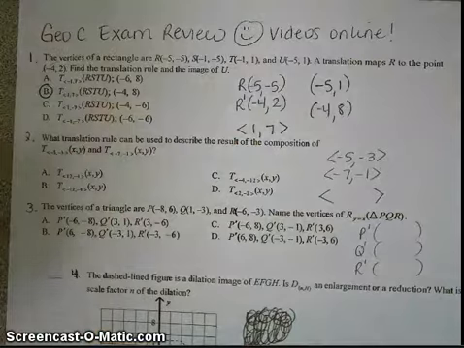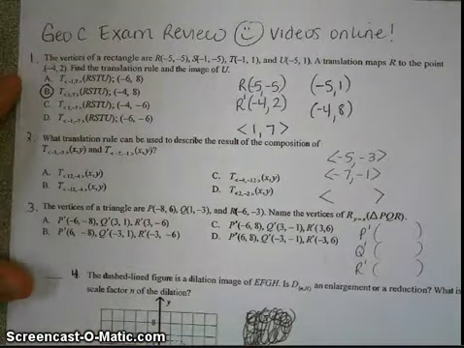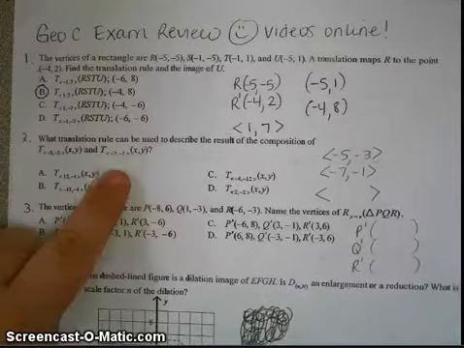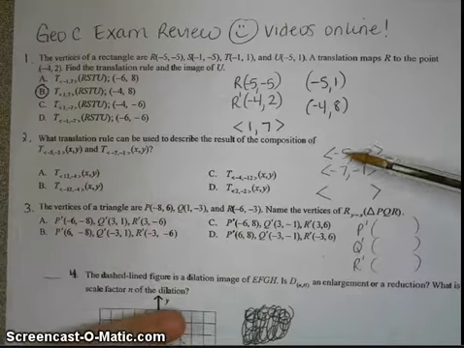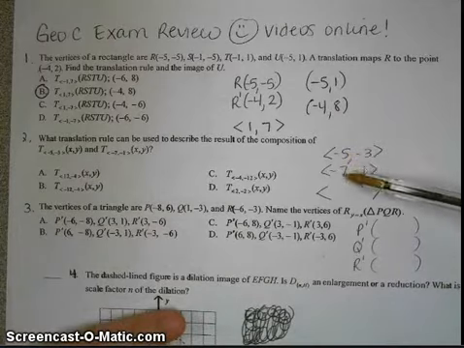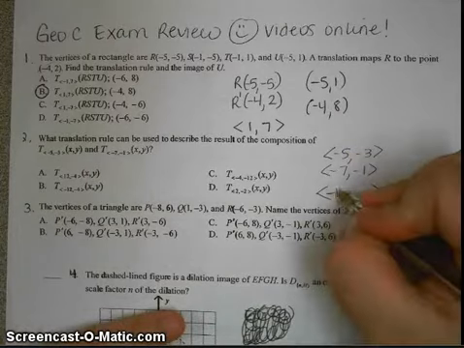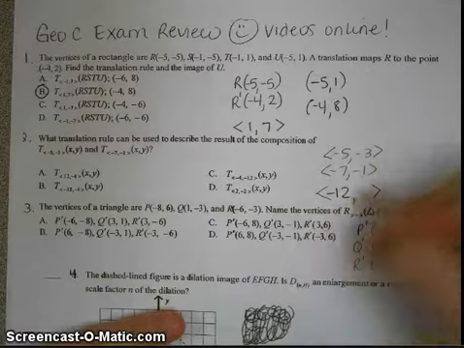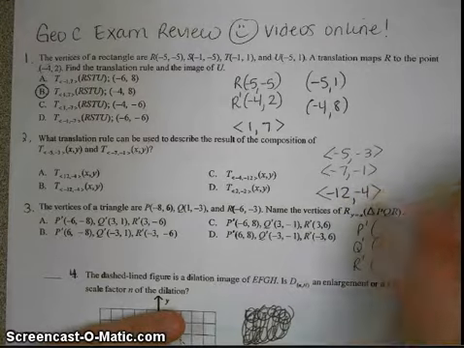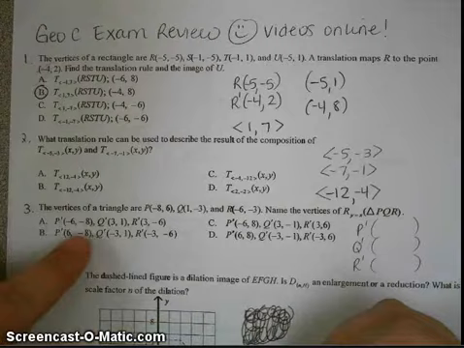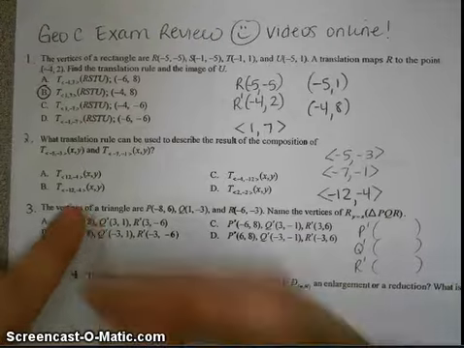Number 2, what translation rule can be used to describe the result of the composition of this translation as well as that one? So we're just combining these two translations together. If I've gone 5 to the left and another 7 to the left, that really means I've gone a total of 12 to the left. If I've gone 3 down and another 1 down, a total of 4 down. So which of these vectors represents that? B.